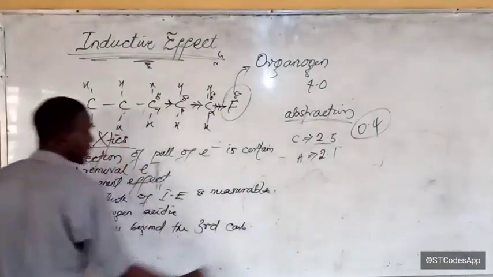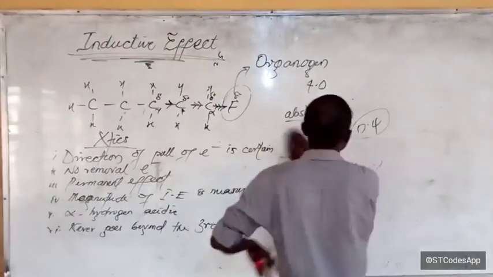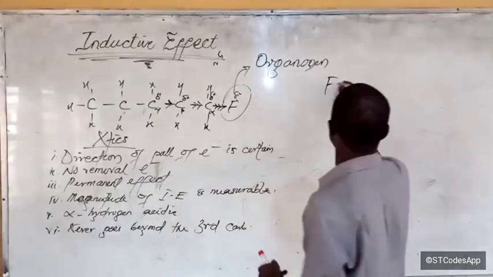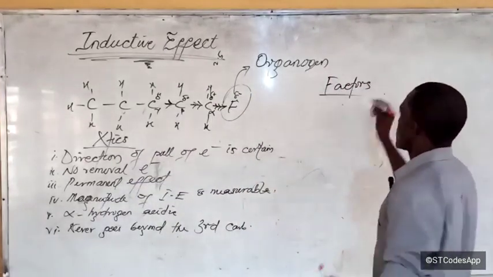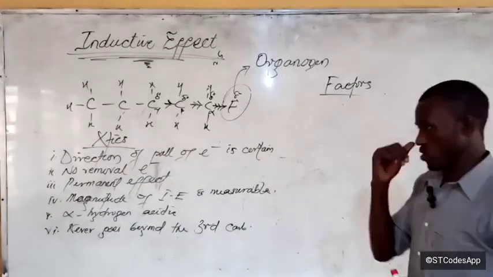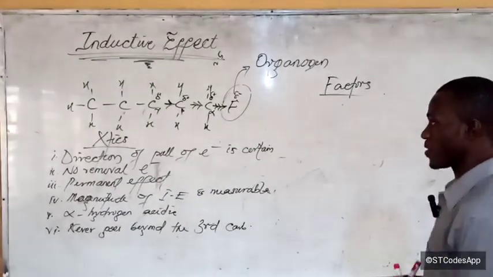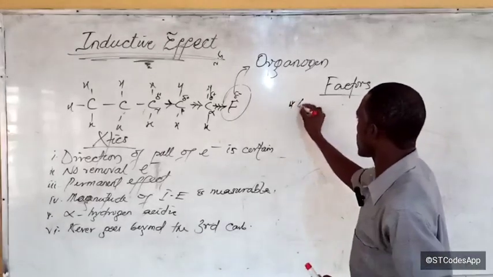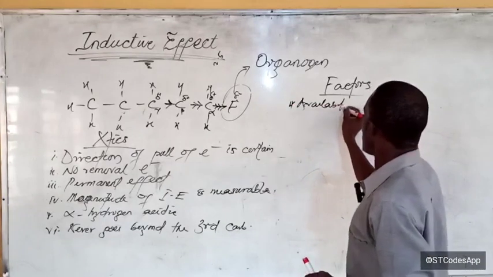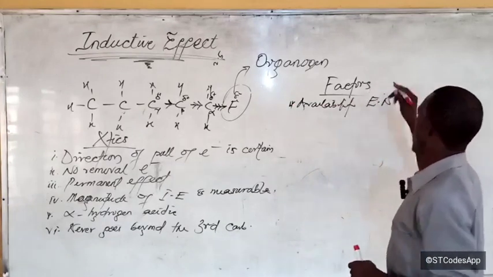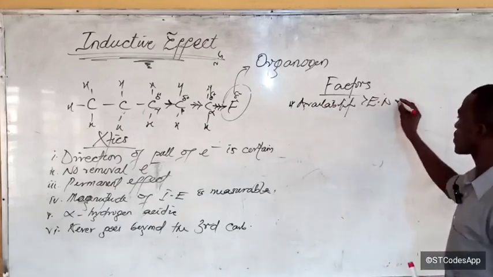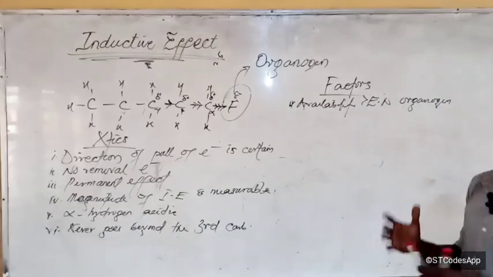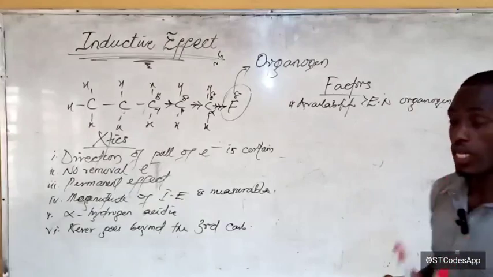Now, what are the factors that affect inductive effect, that determine the strength of an inductive effect? Number one, or whether an inductive effect will happen, is the availability of a more electronegative organogen. So once an organogen is present, then the inductive effect is going to happen.